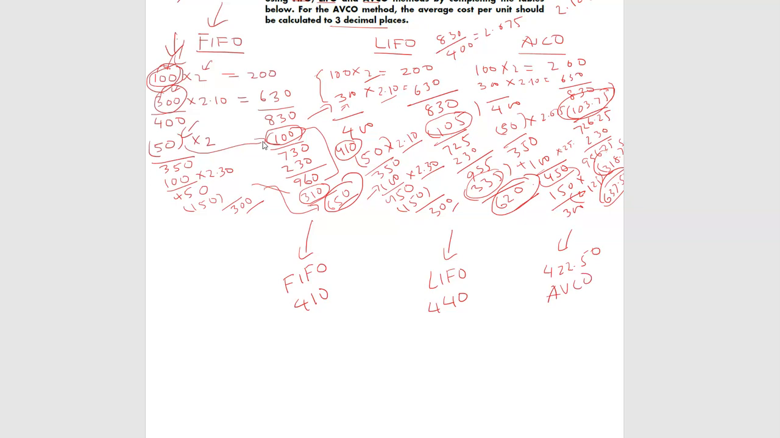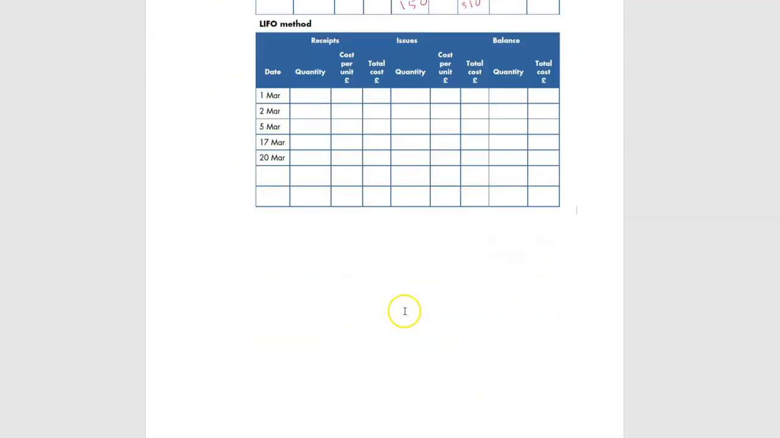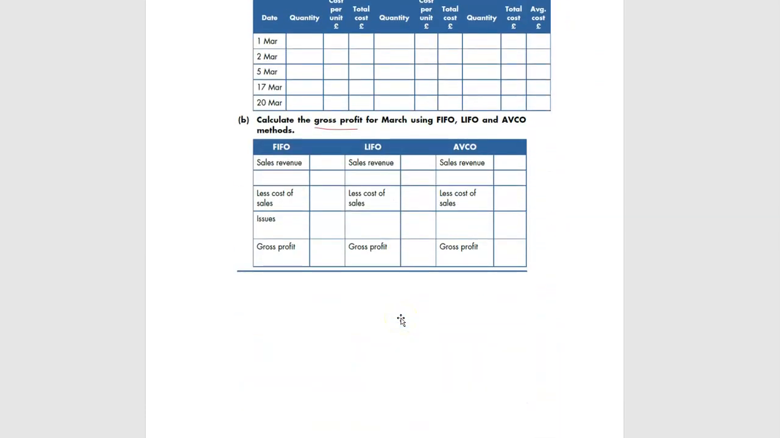Okay, now I have the issue price, and now I know my sales, so I can complete the profit table. I can see my sales revenue is 1000. Whichever method I use, my sales revenue is the same, because 200 units I have sold, and each unit is £5, and that gives me 1000. So for the FIFO it is 1000, for the LIFO it is 1000, for the AVCO it is 1000.